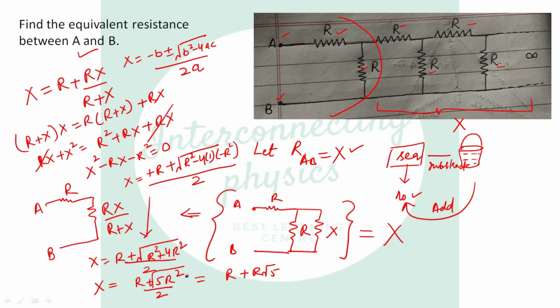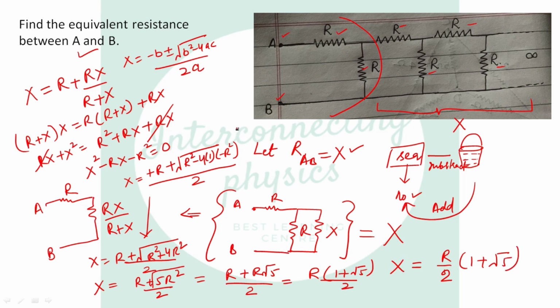If we calculate the square root of r square, that will be r. So the answer is this. If we take r common, 1 plus under root 5 divided by 2. So x equal to r by 2 into 1 plus under root 5. So this is the equivalent resistance between point A and B.